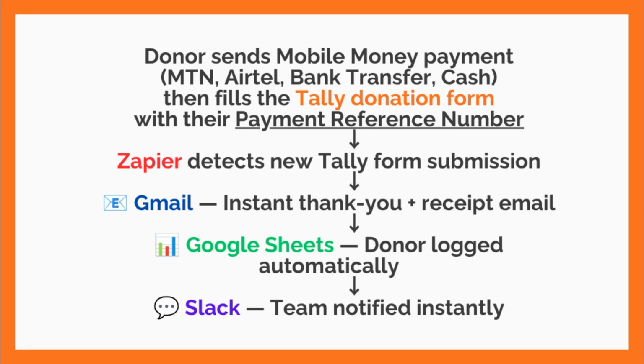So this is how the flow goes. Donor sends mobile money payment and then fills the Tally donation form with their payment reference number. Zapier detects the new Tally form submission, Gmail sends an instant thank you receipt email, Google Sheets logs the donor automatically, and Slack notifies the team instantly.